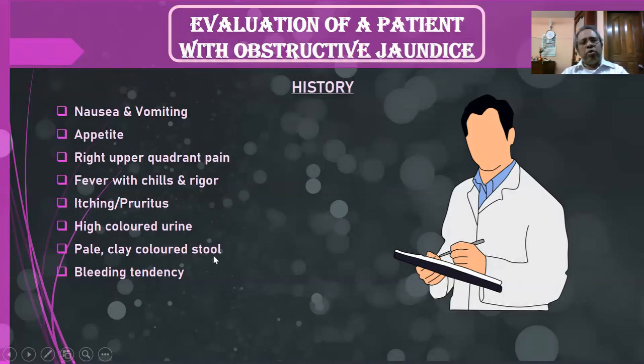Some patients may present to you saying there are white colored stools. So these are very important clarifying points to evaluate that the patient has obstructive jaundice. Whenever the patient complains of jaundice, itching, and stool color change, these three things are the main features.